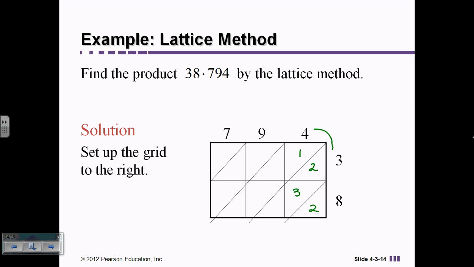And then again, we're going to say 9 times 3 is 27, so we're going to put the 2 here and the 7 here. And 9 times 8 is 72, so we're going to put the 7 here and the 2 here. One more time, we're going to do 7 times 3, so we're going to get 21. And then we're going to do 7 times 8, which is 56.